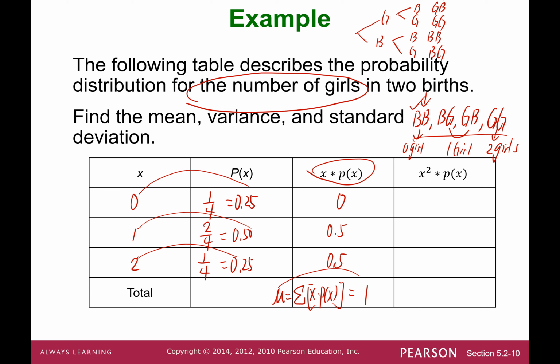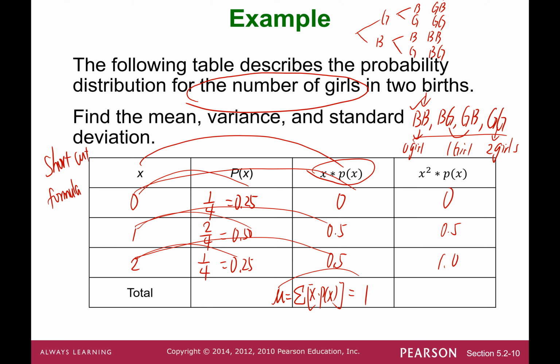Okay. In order to find the variance, we need to create another column using the shortcut formula. So we need to create x squared times p of x. To find that, you multiply the first column by the third column. x times x becomes x squared, and then carry over the p of x. So 0 times 0 gives 0. 1 times 0.5 is 0.5. 4 times 0.25 gives 1.0. If you sum that up, this becomes the summation of x squared times p of x, which is equal to 1.5.